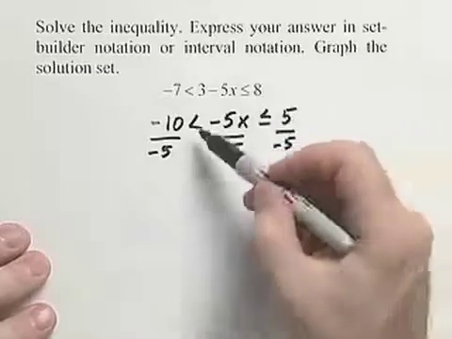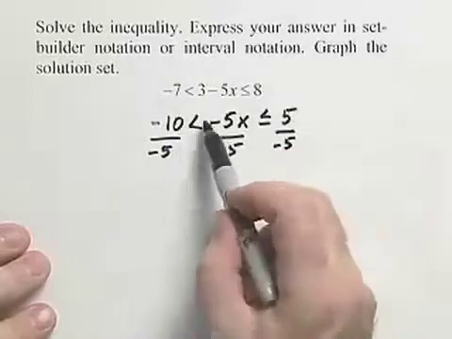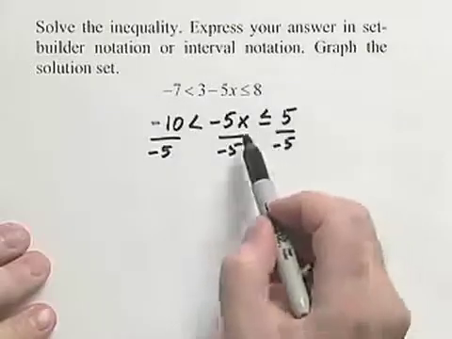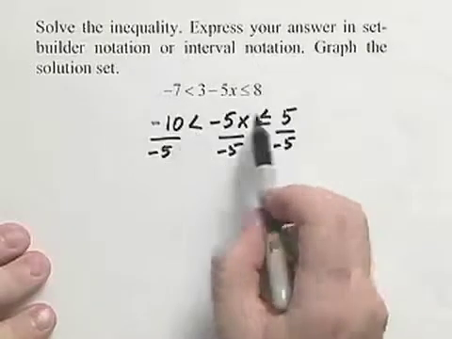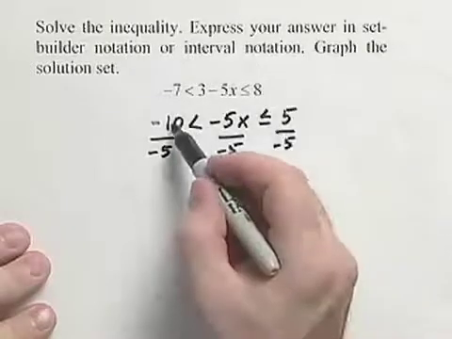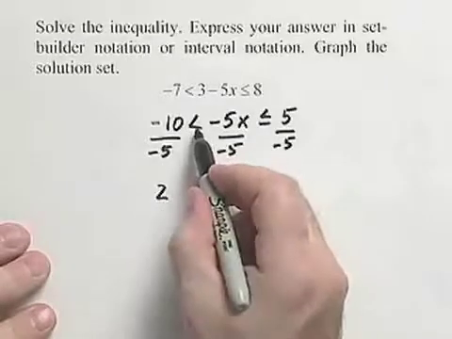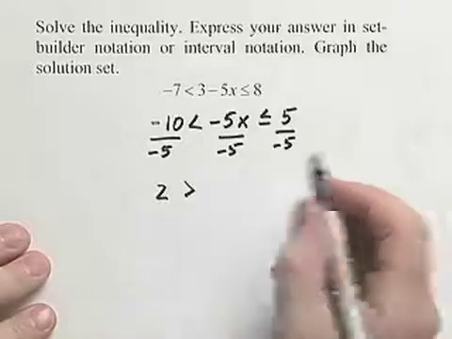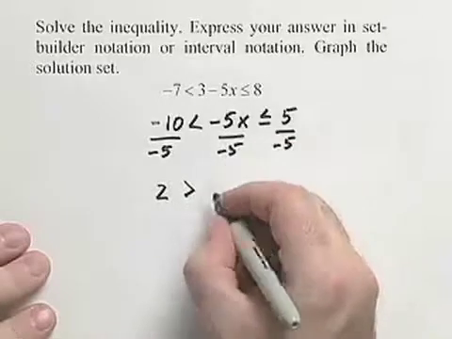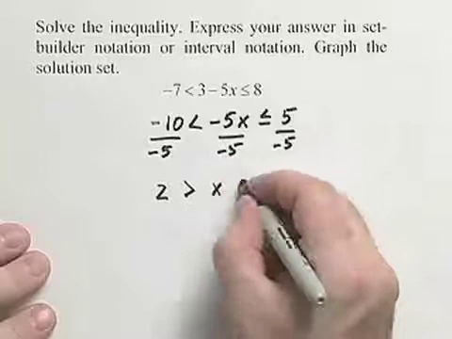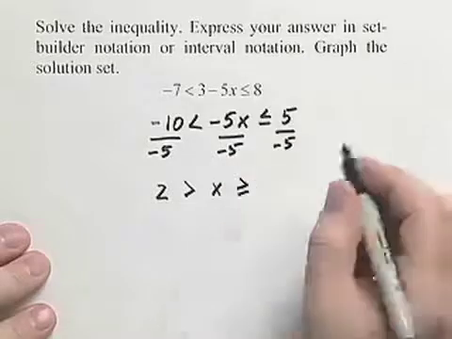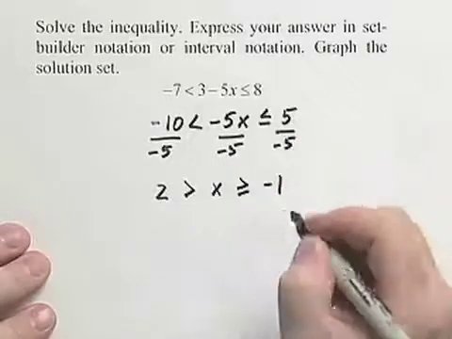What's important about this is that when you multiply or divide both sides or all parts of an inequality by a negative, we need to switch the direction of our inequality. So here we have negative 2 over negative 5, which would give us a positive 2. We need to switch the direction of that inequality, so it's greater than. Here we'll have just x, and here we'll have greater than or equal to negative 1.